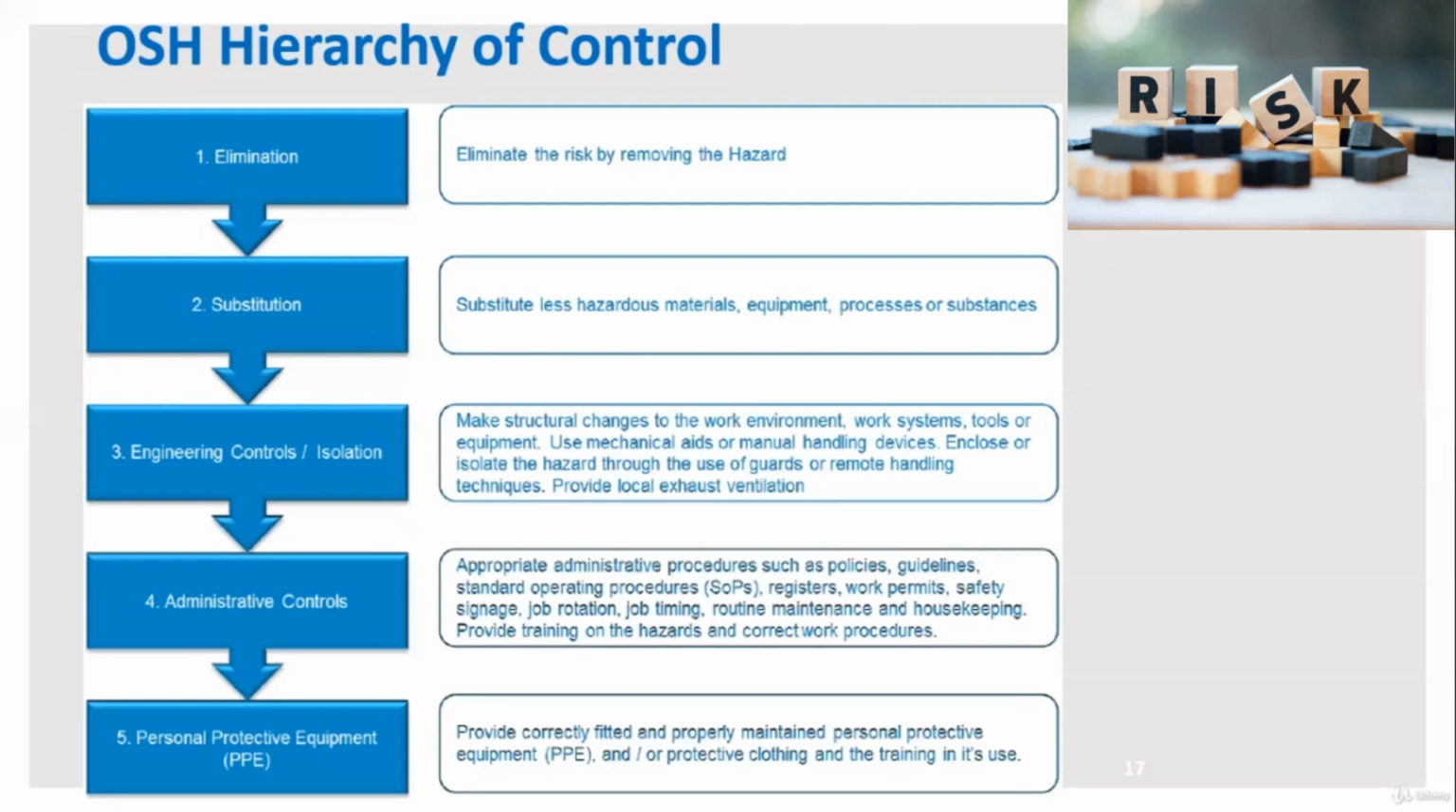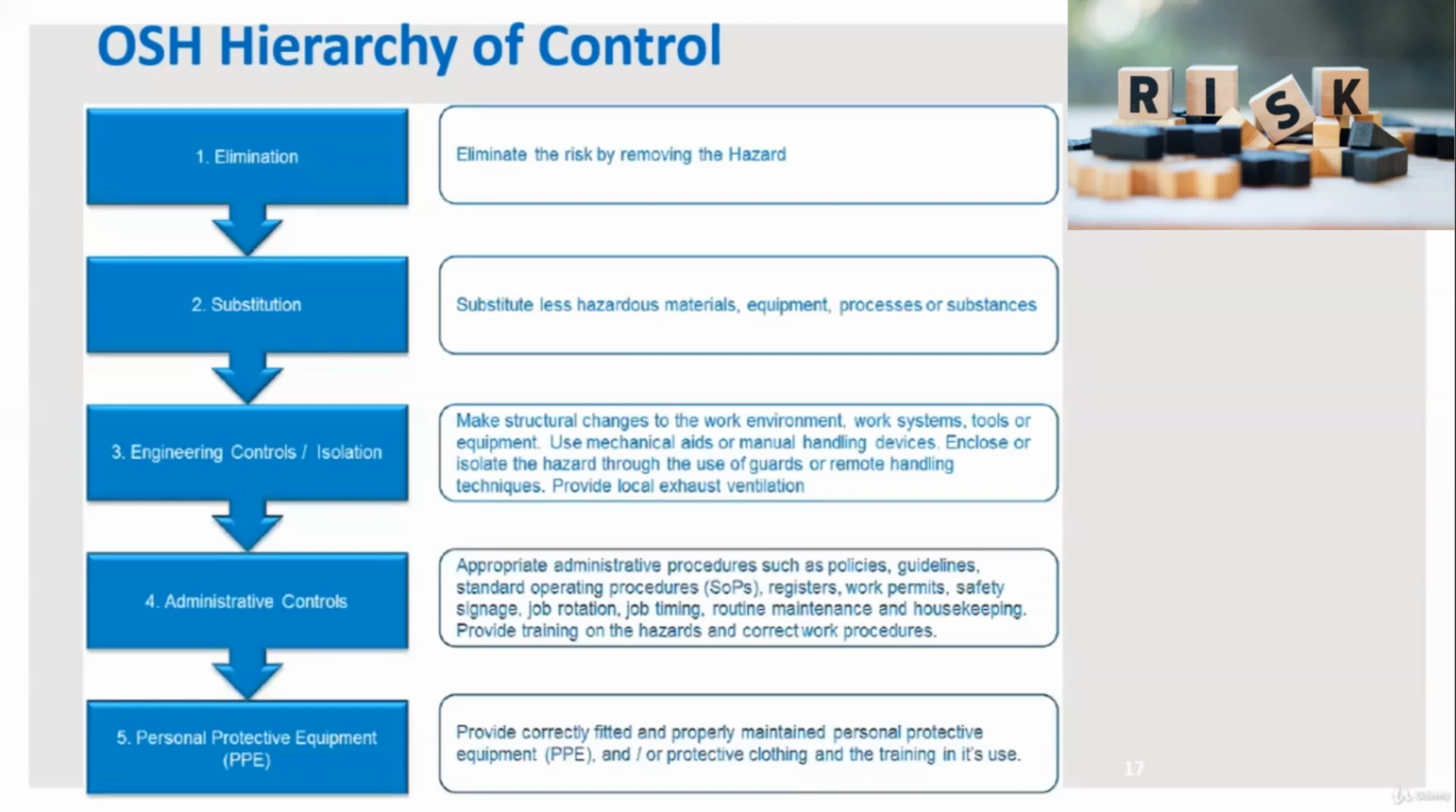Administrative control, appropriate administrative procedures such as policies, guidelines, standard operating procedures, registers, work permits, risk registers, safety signages, job rotation, job timing, routine maintenance and housekeeping, providing training on hazards and correct work procedure. These are all called administrative controls. Personal protective equipment is the last resort.